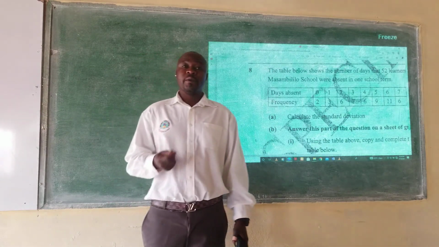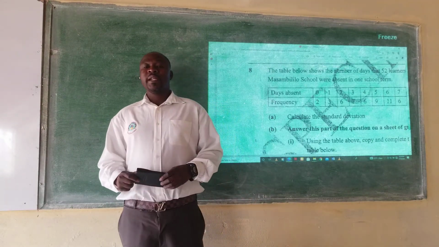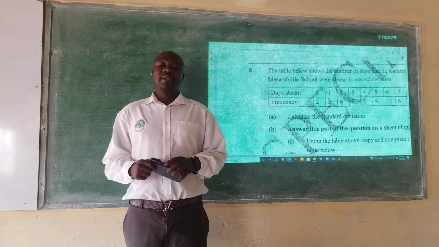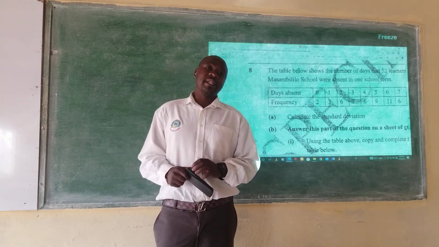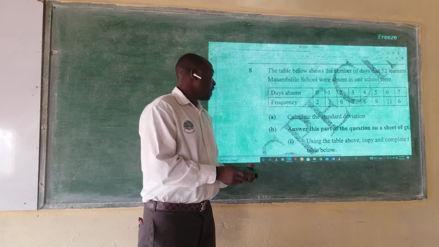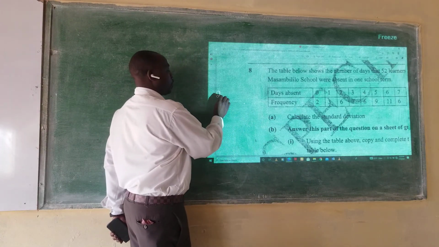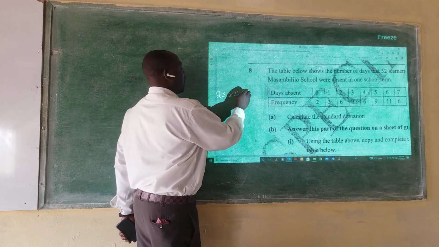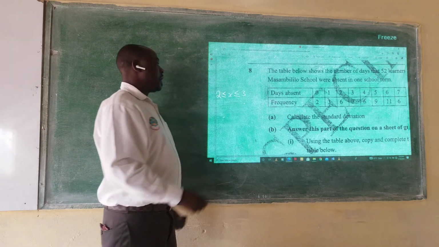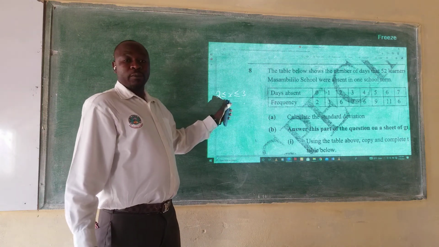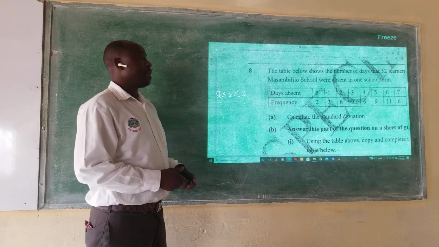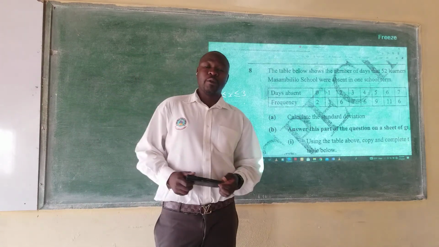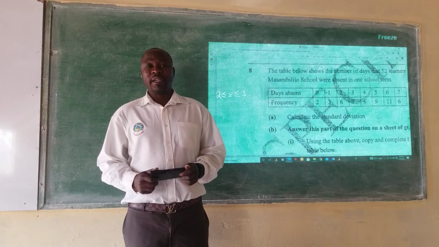So in this lesson we're going to be looking at statistics and we're going to look at ungrouped data. Ungrouped data is data that has not been placed in classes, for example, 2 ≤ x ≤ 3. Such type of data we call grouped data. But what we are dealing with today is ungrouped data, and we are going to specifically talk about how to find the standard deviation of ungrouped data.